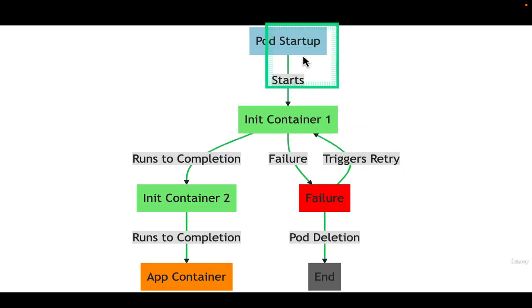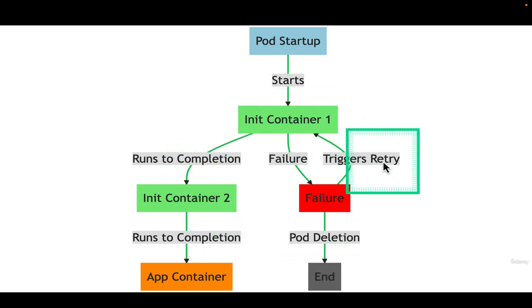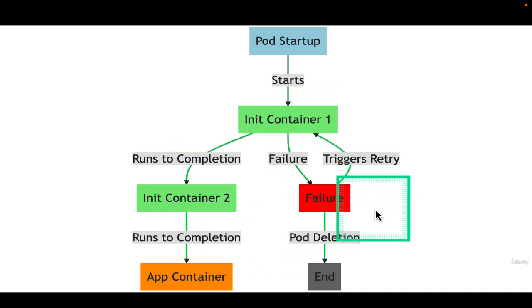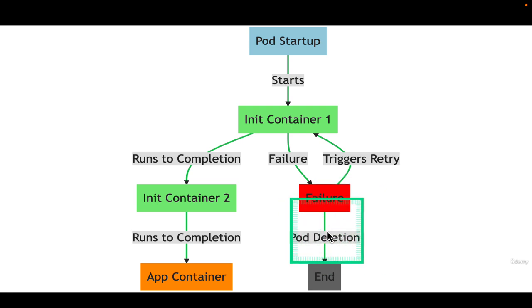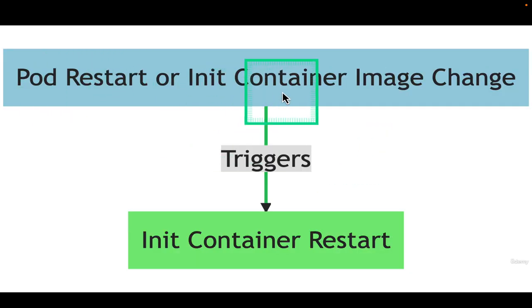So this is how it looks. Pod startup starts the init container, which runs to completion, as we have already seen. If there is a failure, it will retry. But in case of a pod deletion, the init containers will be deleted too, in reverse order. And if there is a pod restart, or if you change the init container image, not the app container image, then it will also trigger an init container restart.